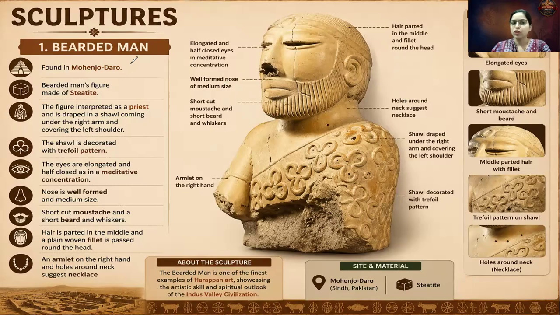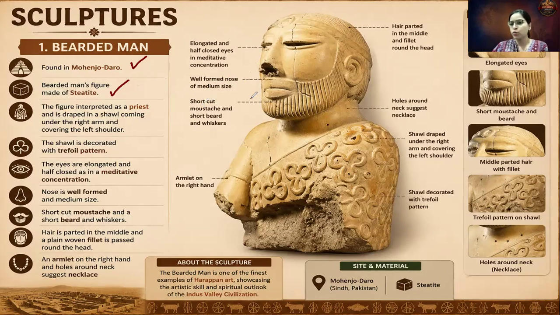This particular sculpture was made up of steatite. Do remember this, because last time UPSC had asked what the dancing girl was made up of. So probably next time there could be a question on what the bearded man is made up of. Okay, so the bearded man was made up of steatite. Fine, and the bearded man represents a priest.